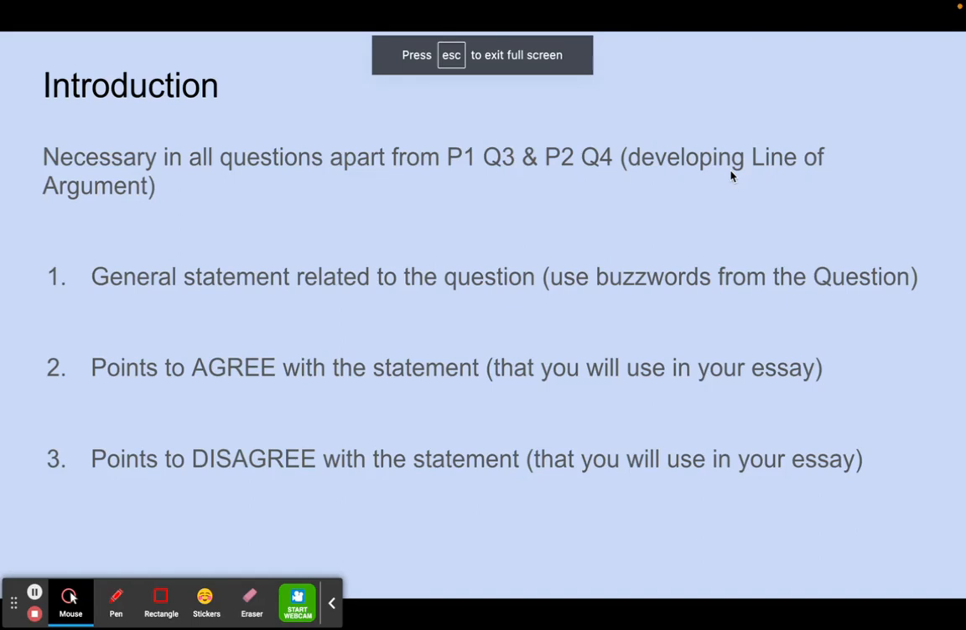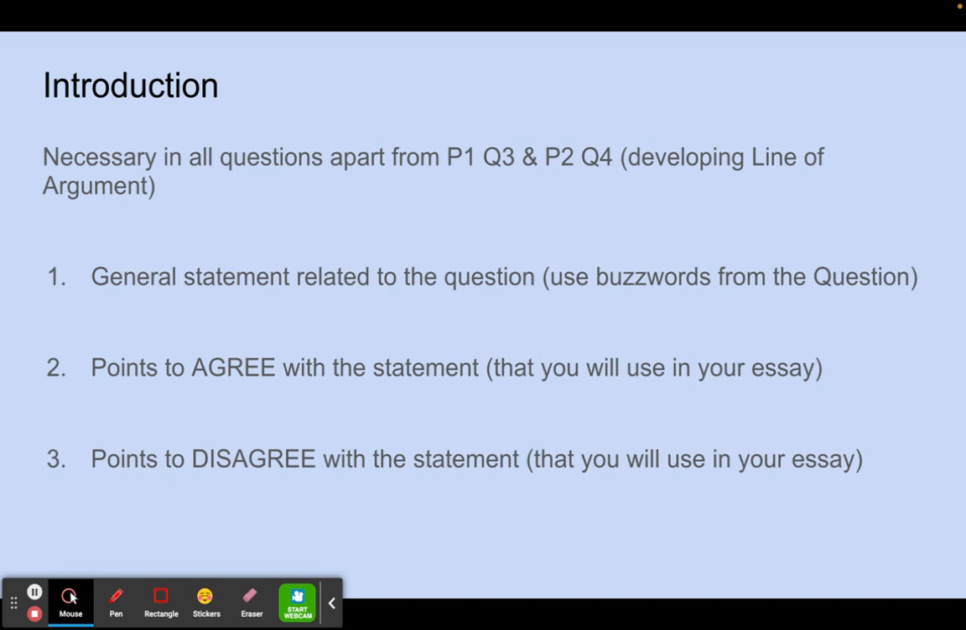Cool. So we're going to go on to introductions and conclusions now. And the way this is going to work is we're going to run through what you need to include for both sections, and we're going to look at a past student's responses to see exactly what they did in order to get, I guess, full marks or an example of good practice for both of these aspects of an essay.